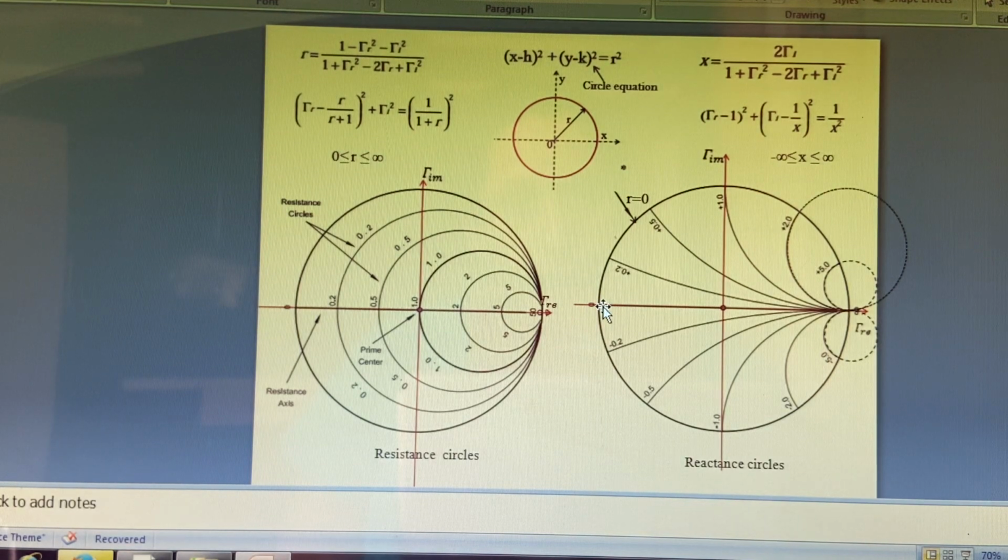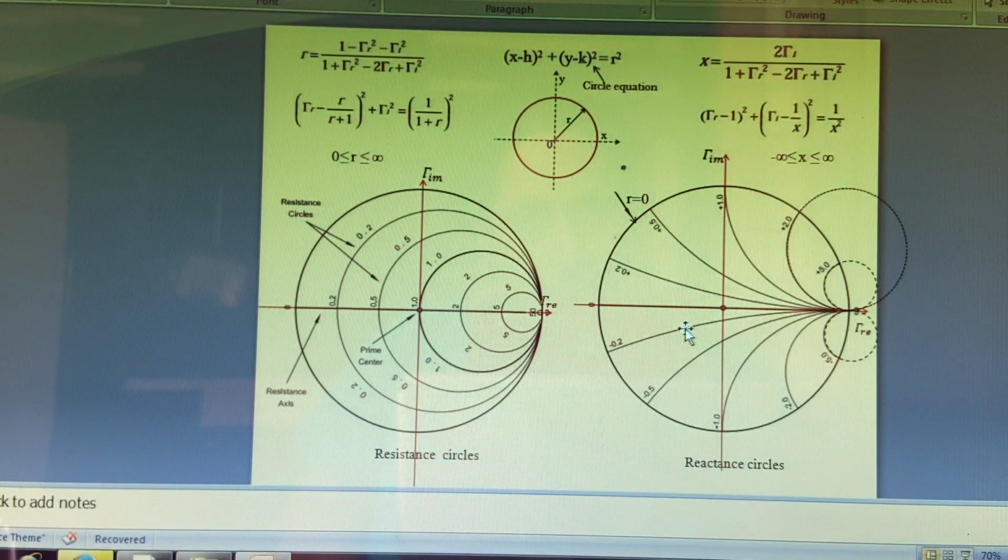If you take a negative value of reactance, the circles will form like this. This is the circle associated with x equal to minus 0.5, and x equal to minus 5, x equal to minus 2. These are the circles they form. These are all reactance circles. If you complete them, they will form full circles, but we are taking the reactance only up to the r equal to 0 circle.